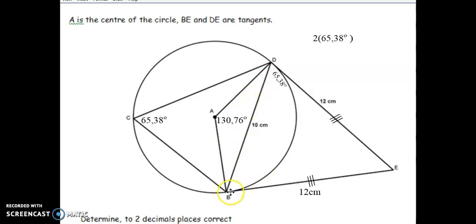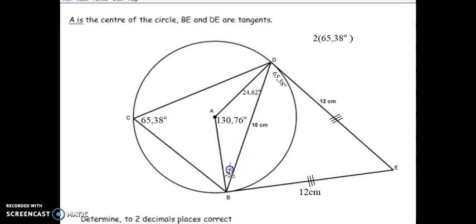Now I must calculate the size of this angle over here and that angle over there so that I can calculate the length of side AB and the length of side AD. So 180 degrees minus 130,76 degrees, and then I take that answer and I divide it by 2 and I get 24,62 degrees each for these angles.